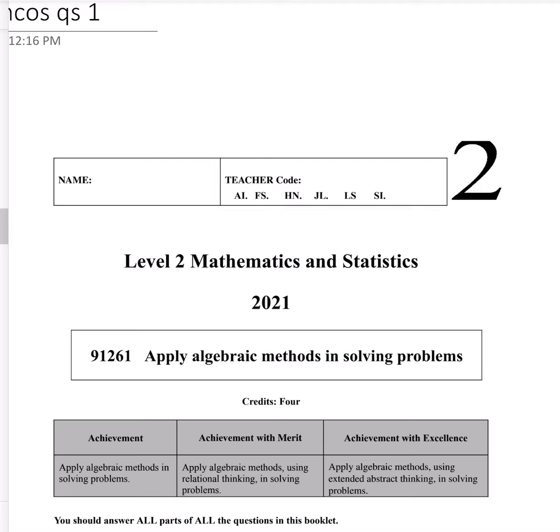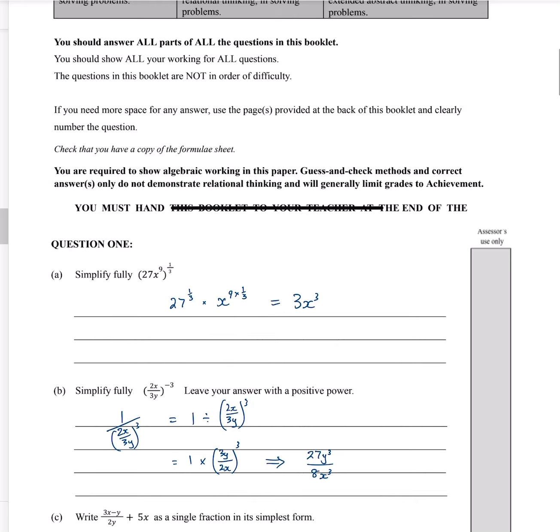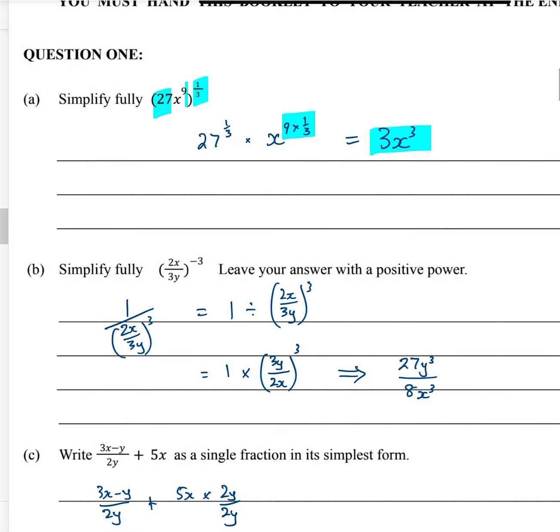Right, here we'll go through the exam, algebra. For the first one here, we have to find the cube root of 27 and also the 9, so we multiply our powers to give us 3x cubed. For the second one, when we divide with fractions, first of all we put it upside down, it becomes a positive power, divide with fractions, turn it upside down and multiply to give us our answer.